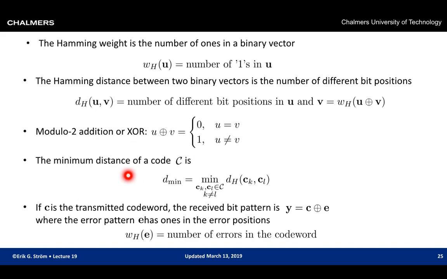A critical thing for codes is the minimum distance. It's the minimum Hamming distance between two unique code words in the code. And this tells us something about the ability of the code to correct and detect errors. So if C is the transmitted code word, then the received pattern is C plus an error pattern, where the error pattern has ones in the positions where there are errors and zeros where there are no errors. So the Hamming weight of the error pattern is the number of errors that occur in the code word.